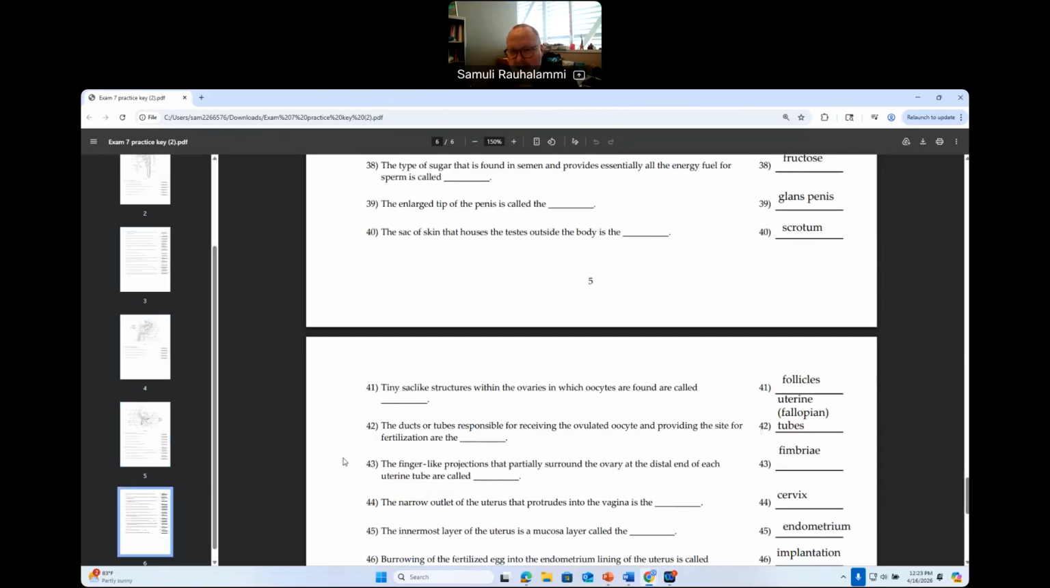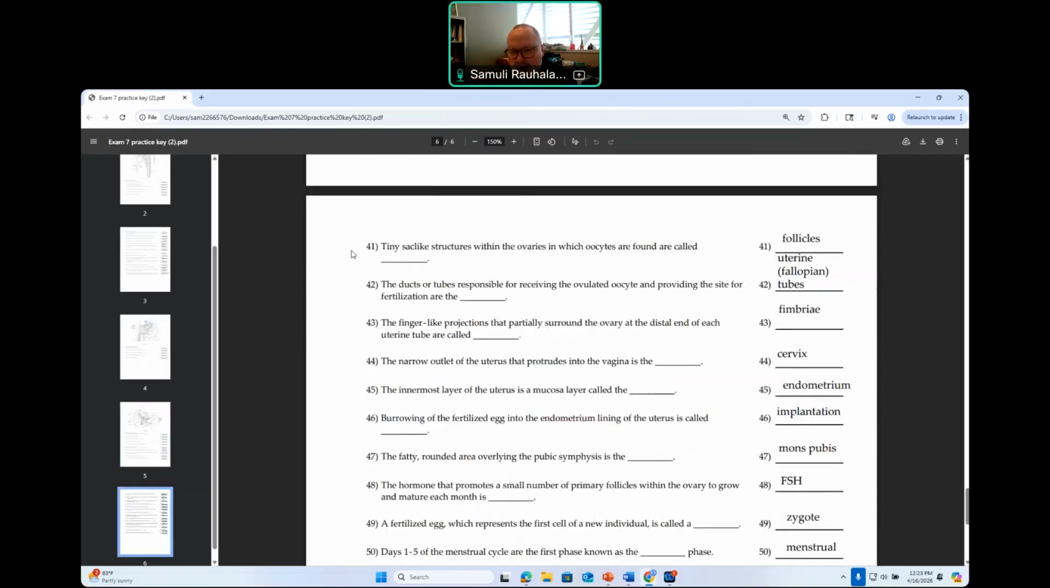Let's finish off with the last page. Here we see question 41. We saw in ovaries these tiny structures where the egg cell developed, and these were called follicles. Question 42, the ducts or tubules that are responsible for receiving the ovulated egg cell and provide a site of fertilization are the tubes.